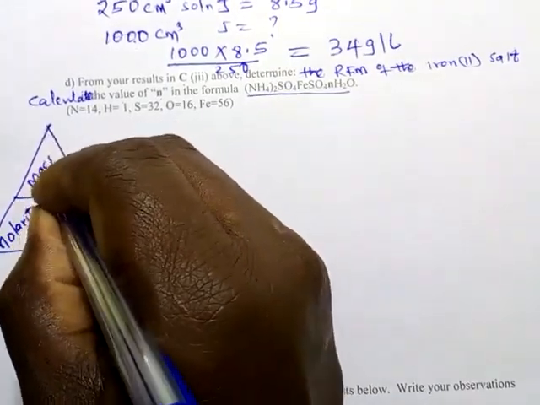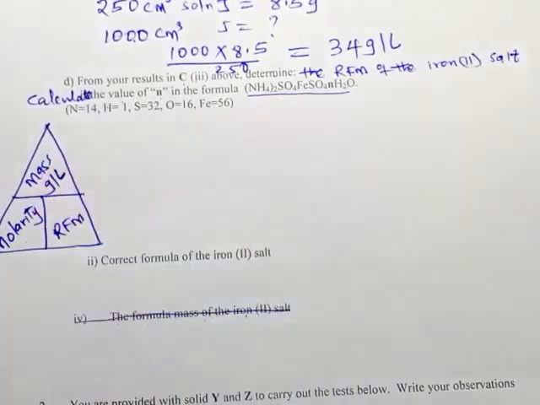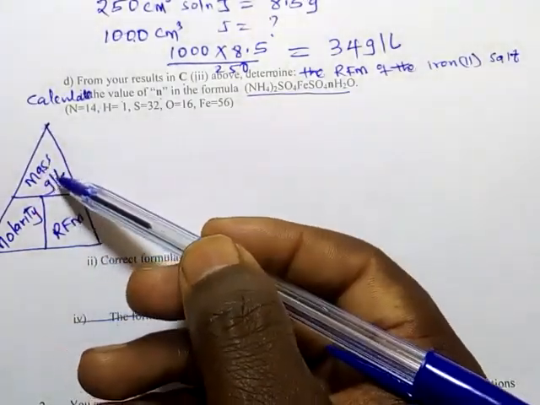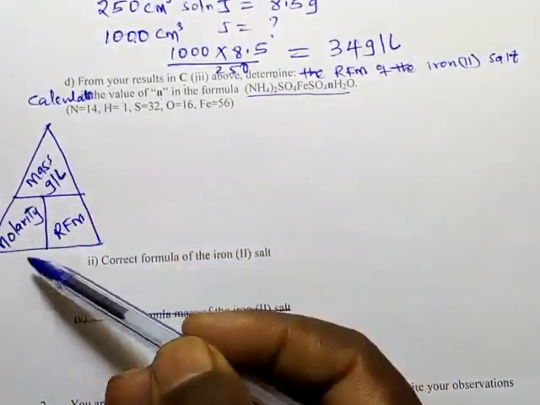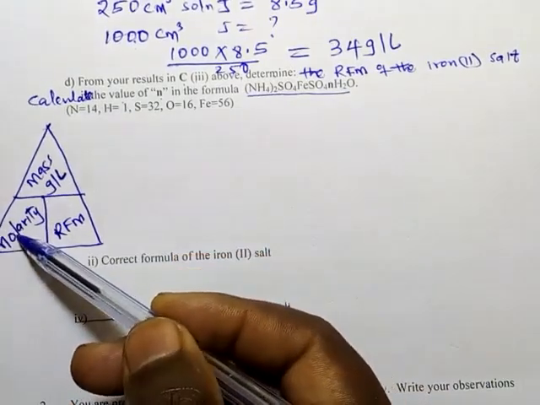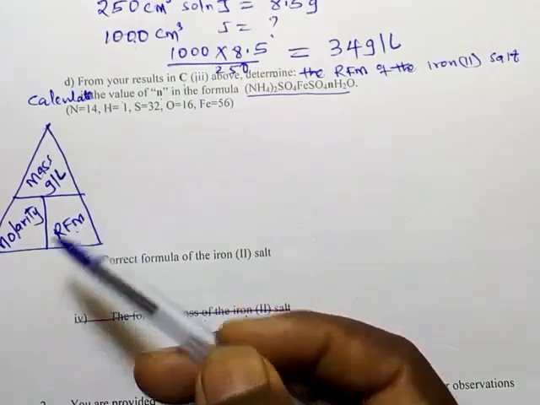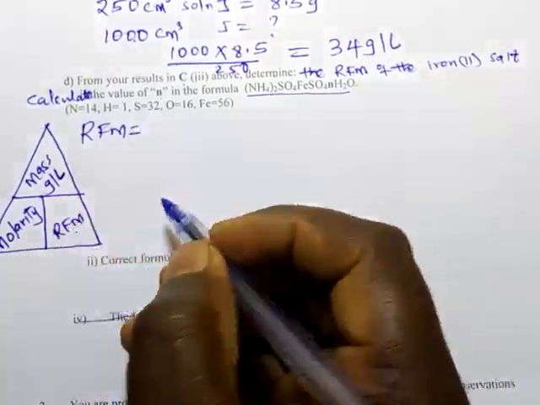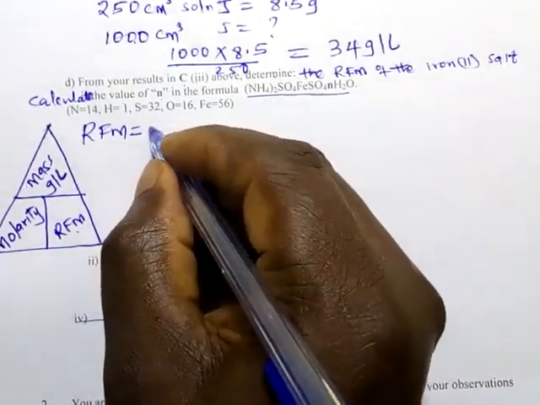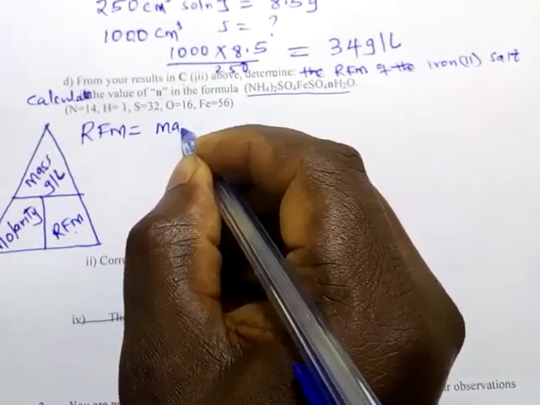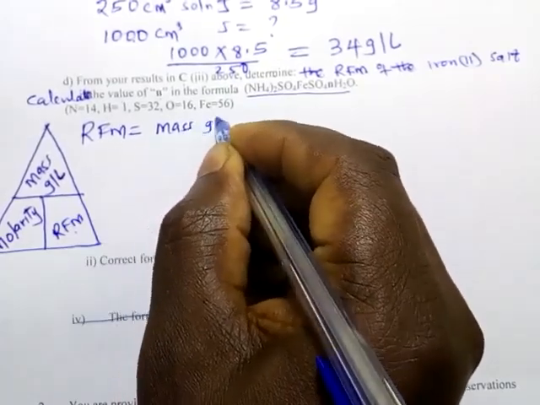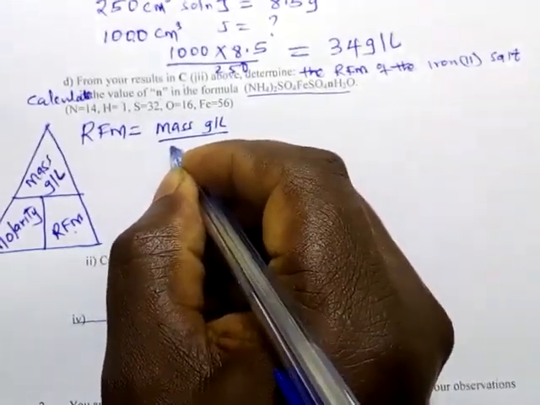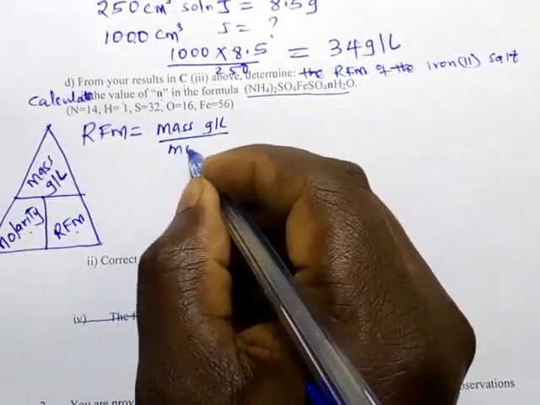Mass in grams per liter. So once you have the mass in grams per liter of a substance and you have the molarity of that substance, you will get the RFM very easily. So RFM is equal to mass in grams per liter divided by molarity.